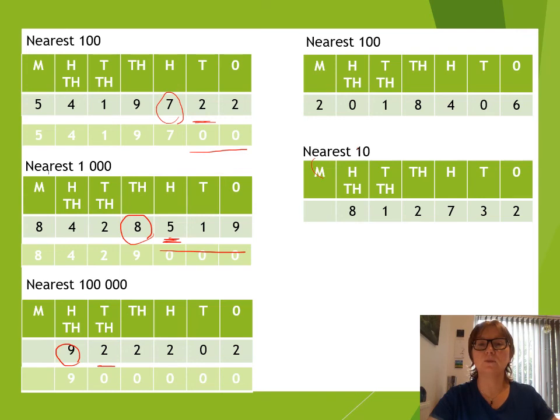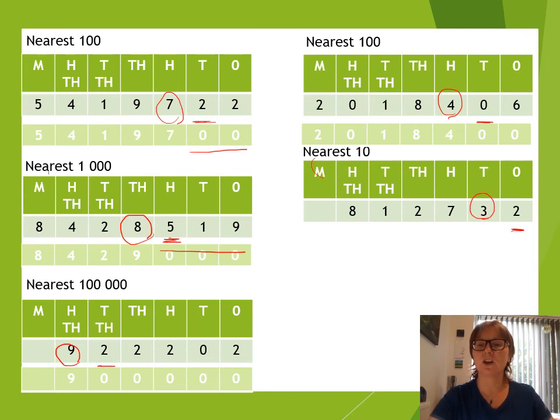Next one, if we look at rounding to the nearest 100, circle the 100s digit and underline the digit to the right. This is a 0, which means this digit, the 4, is not going to change. So we end up with 2,018,400.